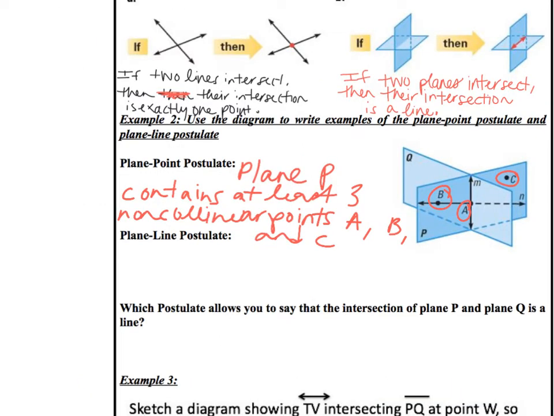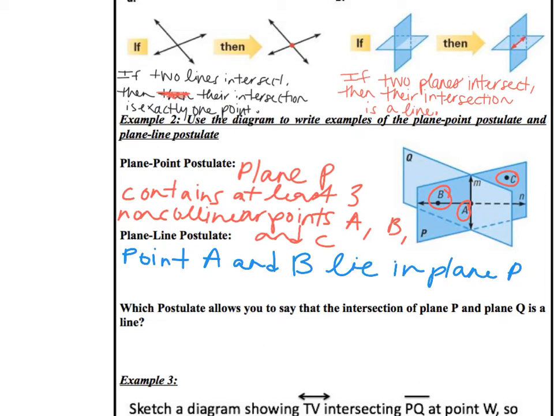We know for sure that points A and B lie in the plane, right? Yeah. Okay, so point A and B lie in plane P. So those 2 points lie in the plane. So what can I say about their line?